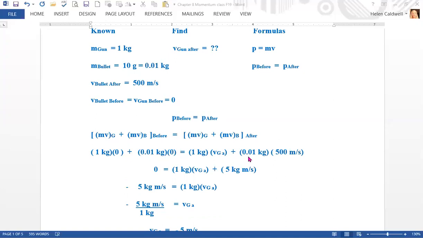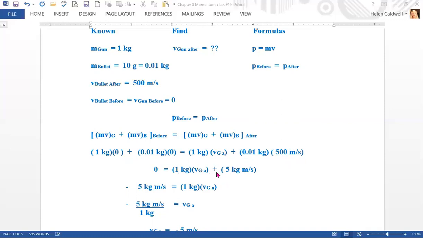Mass of the bullet after is 0.01 kilograms, and its velocity is 500 meters per second. On the left-hand side, the momentums are zero. If you have zero velocity, you have zero momentum. So we've got 1 kilogram times the velocity of the gun after, plus, well, 0.01 times 500 is 5, and the units would be kilogram meters per second.